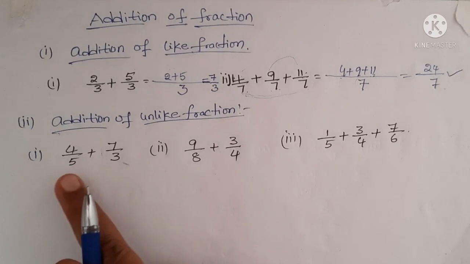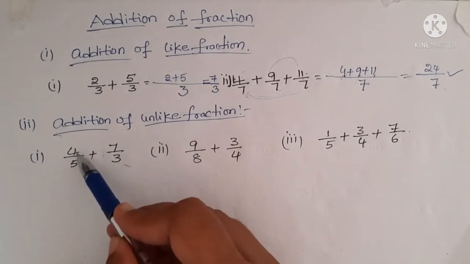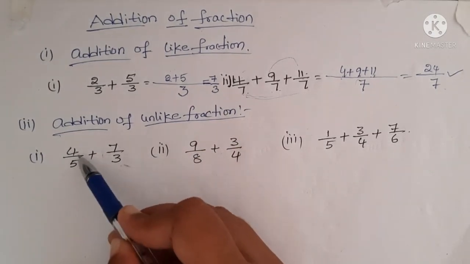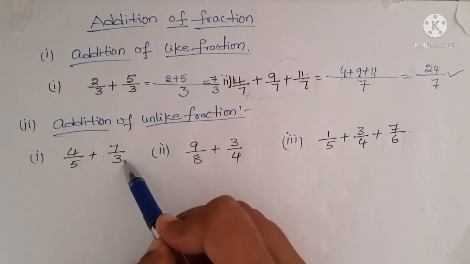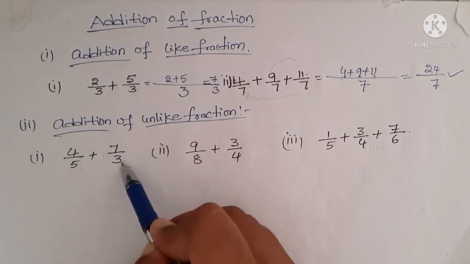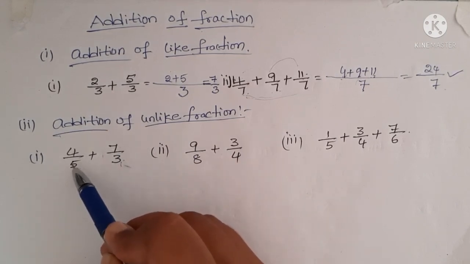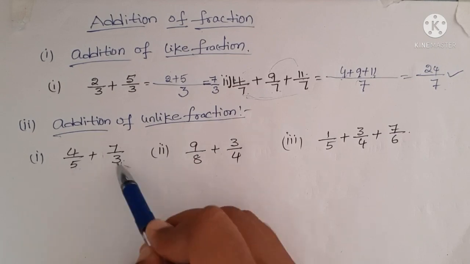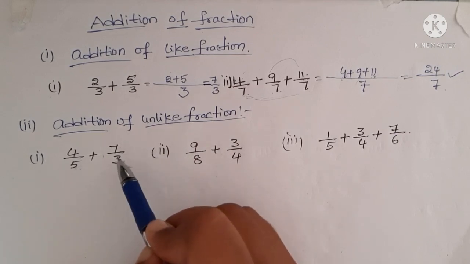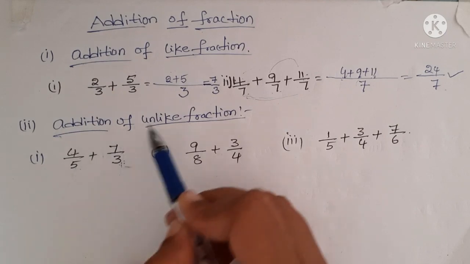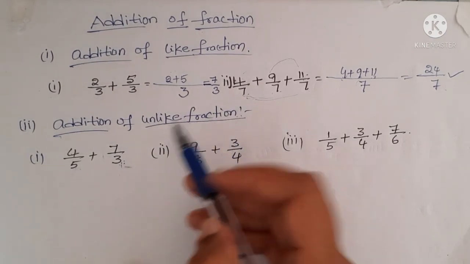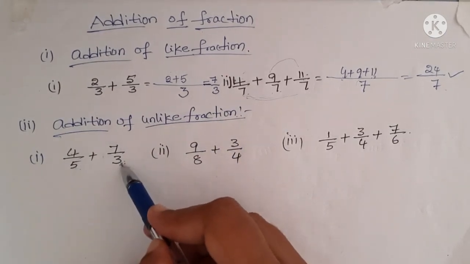I have some examples. See here, 4 by 5 plus 7 by 3. You observe these two fractions here. First we check the denominator place. In the denominator place we have 5 and 3. These are not the same. So these fractions are called unlike fractions. Okay. How can we add these unlike fractions?